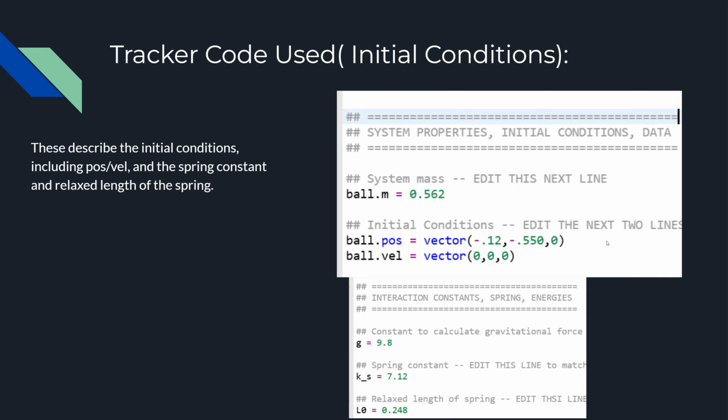Now this is our code used before we start the calculation loop. This is in GlowScript, and these describe the initial conditions, which include the position and velocity vector and the ball mass. And then they also describe the gravitational force and the spring constant and relaxed length of the spring that we match with our video.